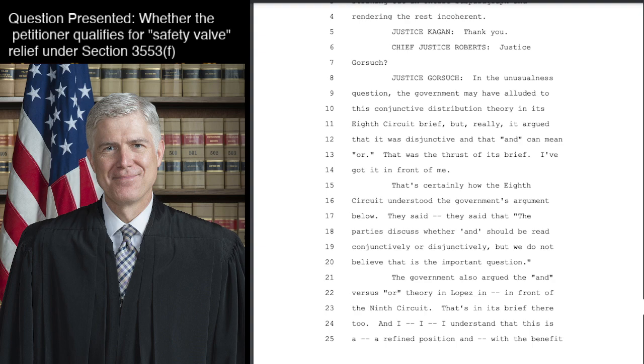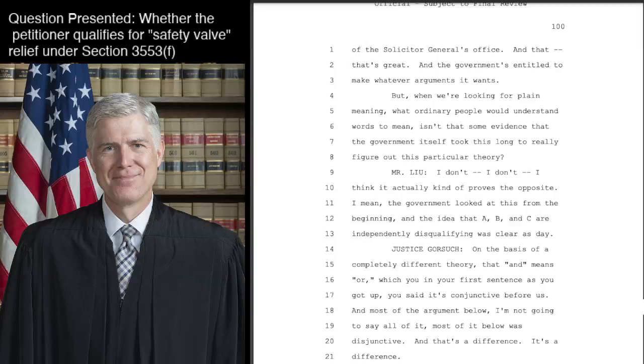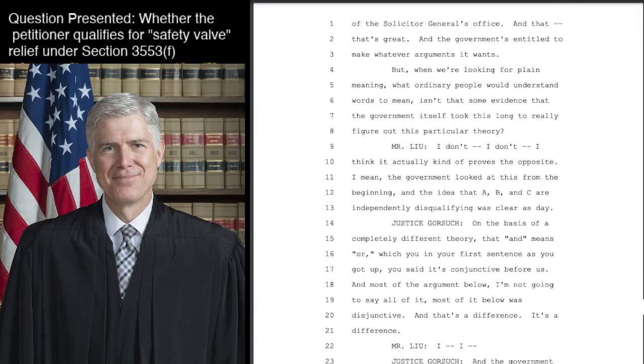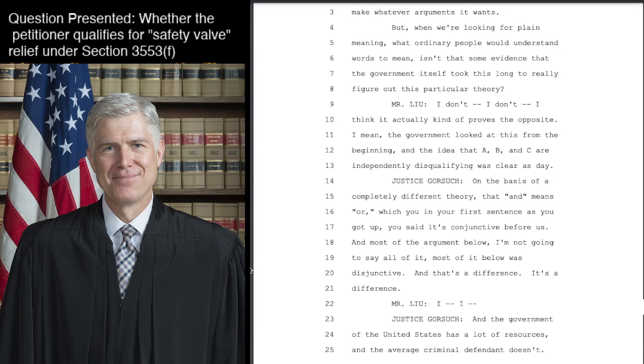And I understand that this is a refined position and with the benefit of the Solicitor General's office. And that's great, and the government's entitled to make whatever arguments it wants. But when we're looking for plain meaning, what ordinary people would understand words to mean, isn't that some evidence that the government itself took this long to really figure out this particular theory? I think it actually kind of proves the opposite. I mean, the government looked at this from the beginning, and the idea that A, B, and C are independently disqualifying was clear as day.